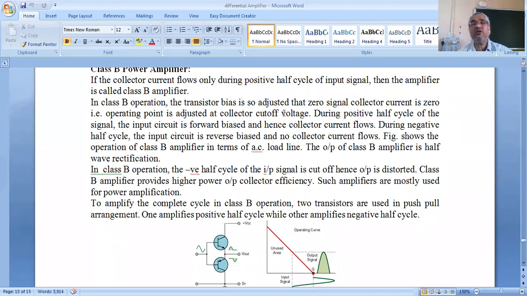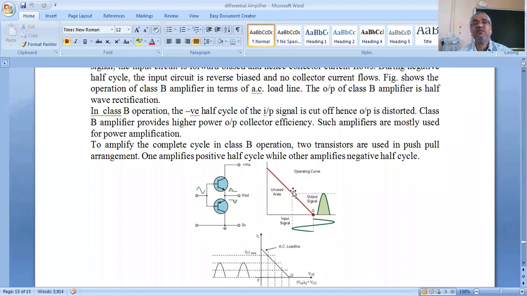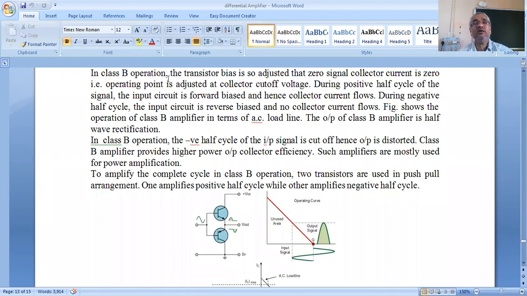So during the positive half cycle of the signal, the input circuit is forward biased. When we apply the signal, during the positive half cycle, so this is the positive half cycle, right? During the positive half cycle of the input signal the circuit is forward biased and hence the collector current flows. It is forward biased and the collector current flows. But during the negative half cycle, the input circuit is reverse biased and no current flows.